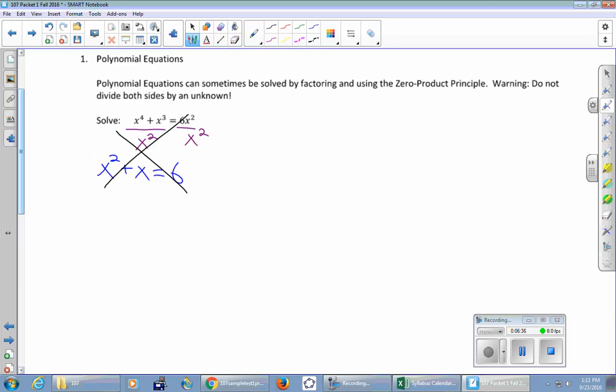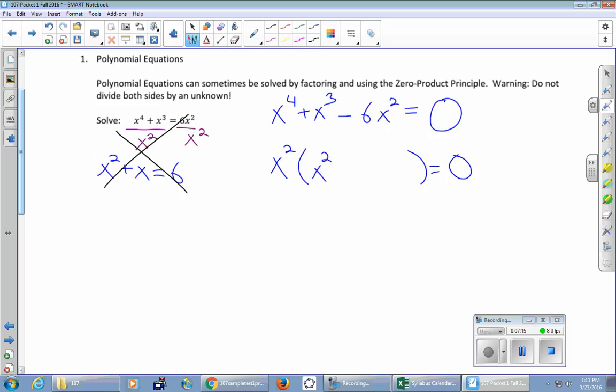And instead, let's do this. x to the 4th plus x cubed. I'm going to move that 6x squared over by subtracting. The reason I'm going to do that is it leaves what number? 0. 0 is generally a very good number to have in equations. And then let's factor out the greatest common factor. What is the greatest common factor of these 3 terms? x squared. Okay, and so we factor out x squared and we get x squared plus x minus 6 equals 0.